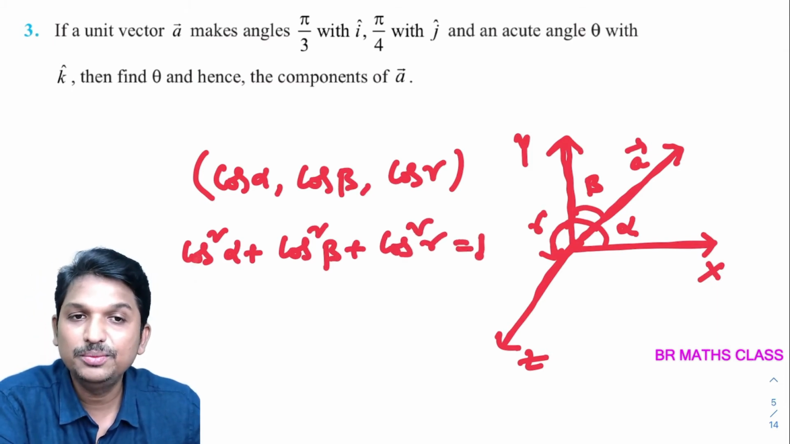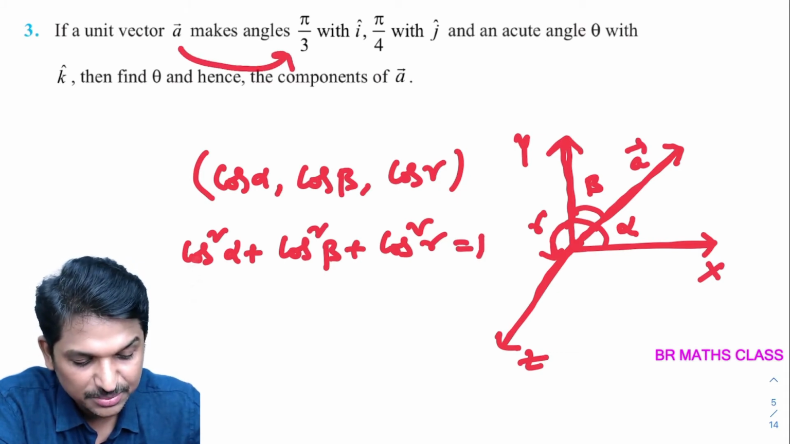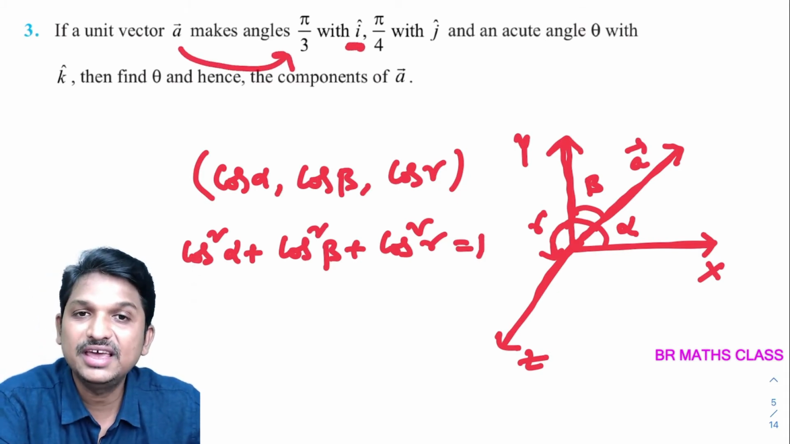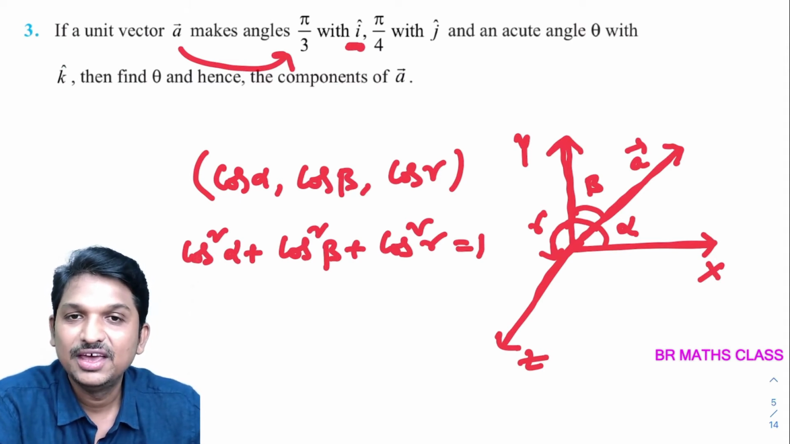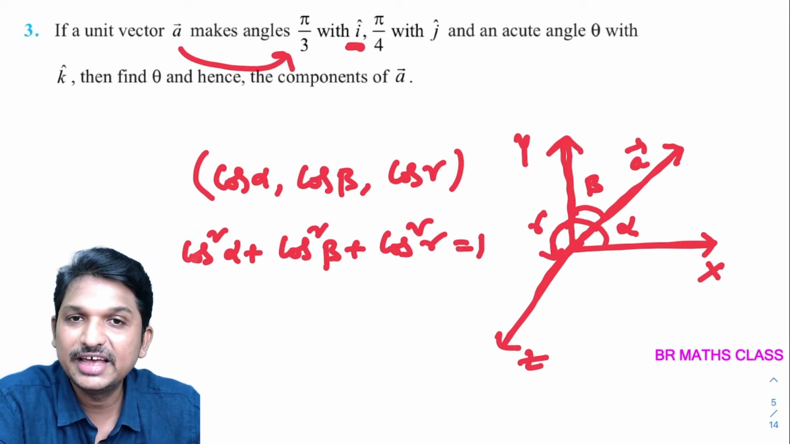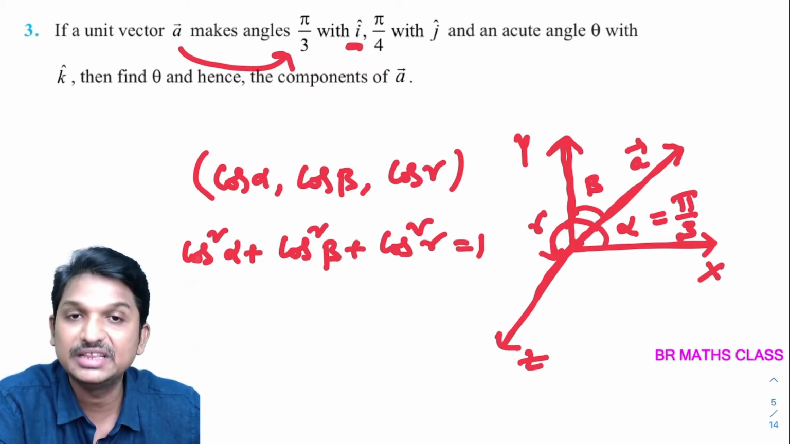So to do this problem, you must have this knowledge. Here you observe the question: a bar makes an angle pi by 3 with i cap. What is i cap? i cap is a unit vector along the direction of x-axis. So here, what is alpha? Alpha is pi by 3. Please try to understand. In this question, alpha is pi by 3.